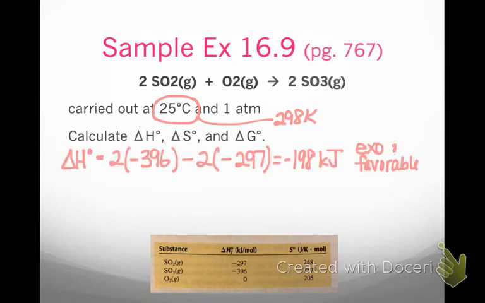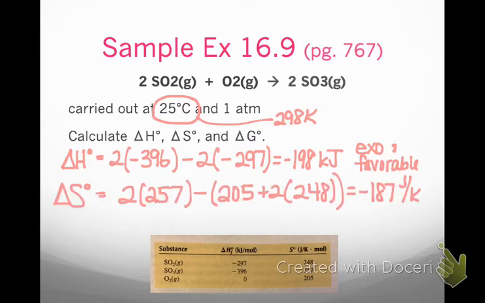So I went ahead and wrote out the work for delta H, and I came up with a negative 198 kilojoules. And that means it's exothermic. It also means it's a favorable reaction because it is exothermic. And I went ahead and calculated delta S at standard state, and I have a negative 187 joules per Kelvin. Again, I want you to make sure that you are looking at those units, because I am going to have to convert that to kilojoules. To convert that to kilojoules, I'm going to divide by 1,000. So I end up with negative 0.187 kilojoules per K, because I'm going to use that next.